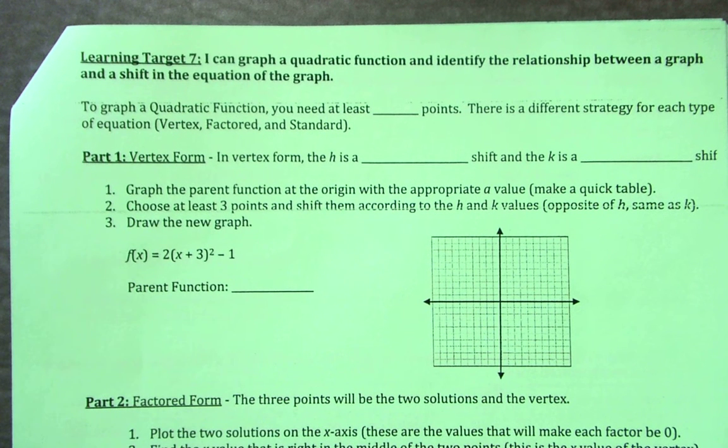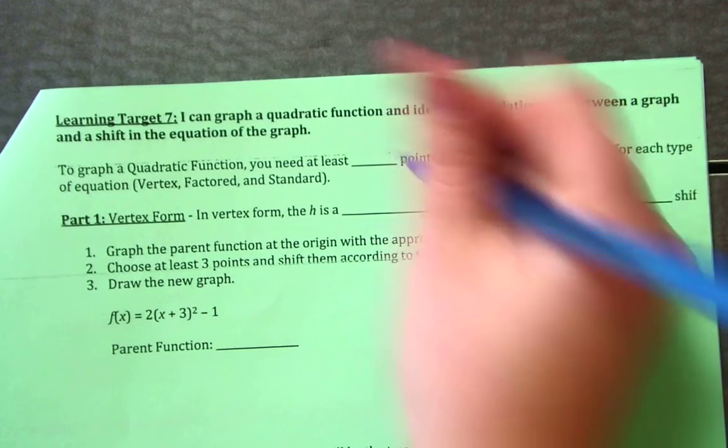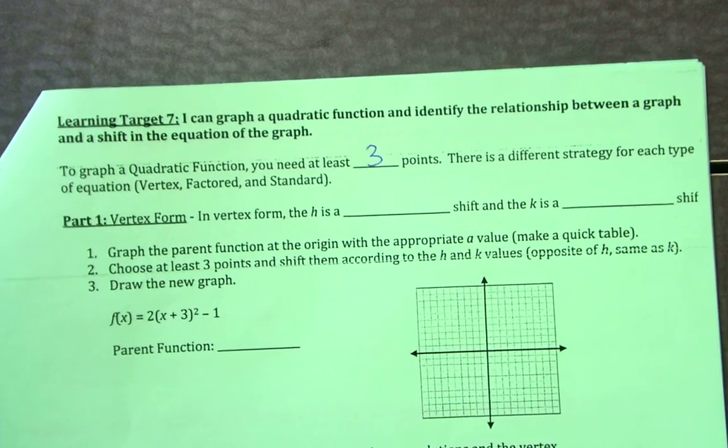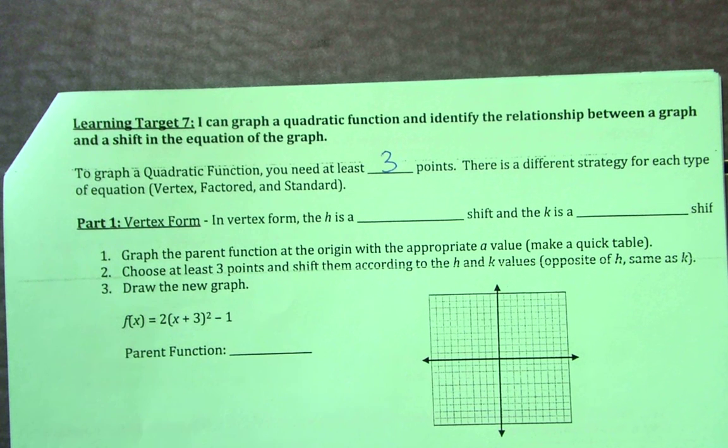So today we're going to start talking about learning target 7, which is about graphing a quadratic function and identifying the relationship between the graph and a shift in the equation of the graph. First of all, to graph a quadratic function, you always need at least 3 points. You can have more than 3 points, and the more the better, because it's going to give you a more accurate graph. But you need at least 3.